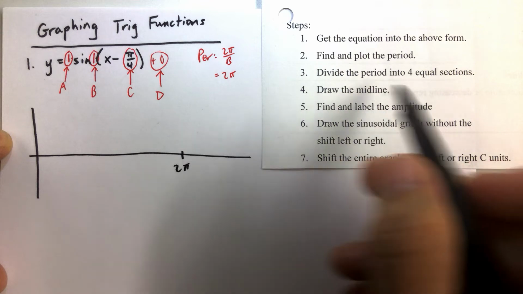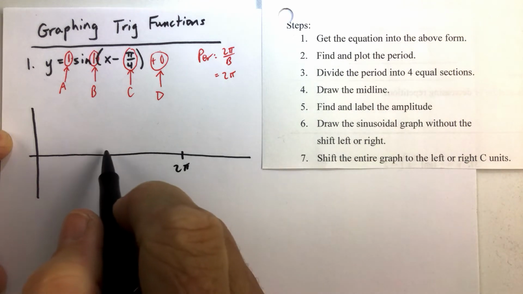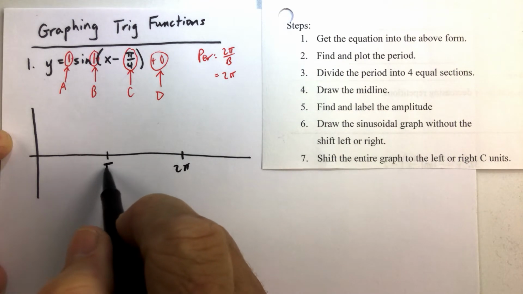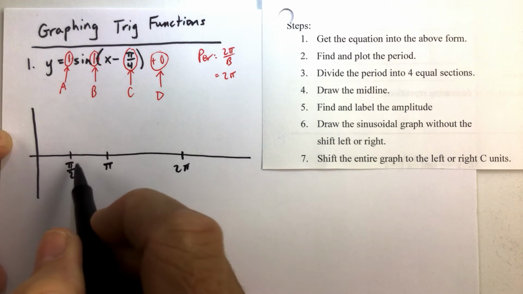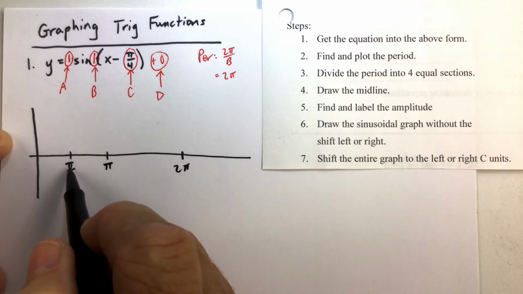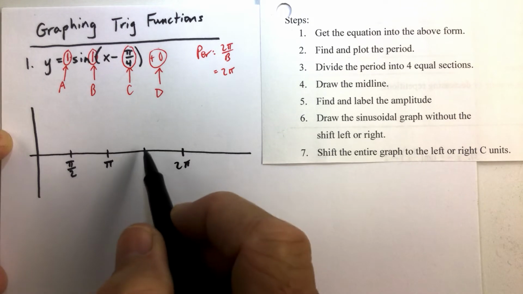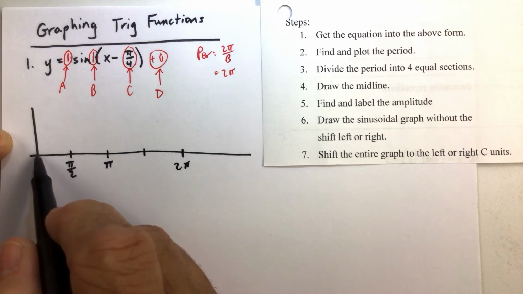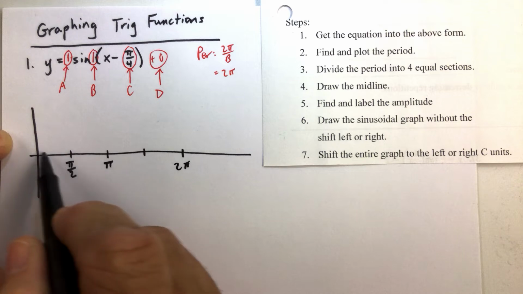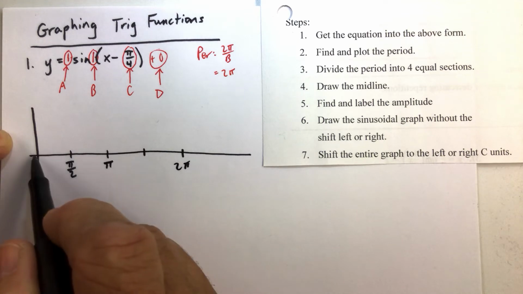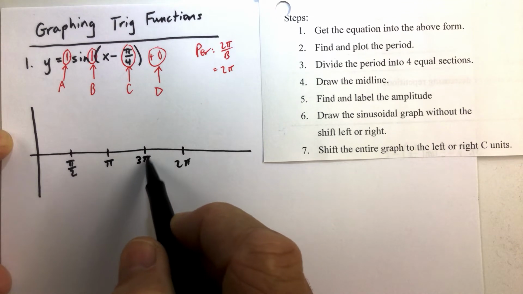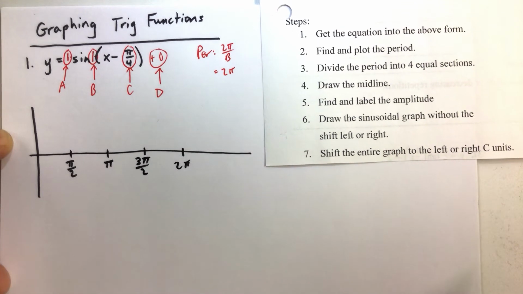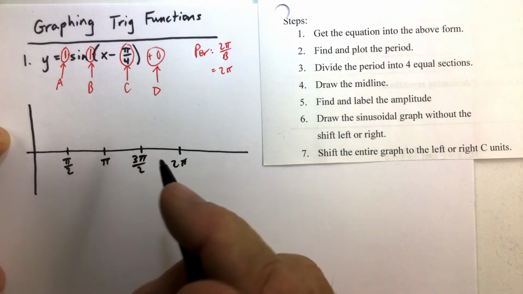Then it says divide the period into 4 equal sections. If we cut 2 pi in half, we get pi. Cut pi in half, we get pi over 2. And then it's always 3 times this guy, which would give us that value right there. Or we could think of it as this small section being a length of pi over 2 radians. So 1 pi over 2, 2 pi over 2, 3 pi over 2 radians. And that's how we would divide up the unit circle anyway.